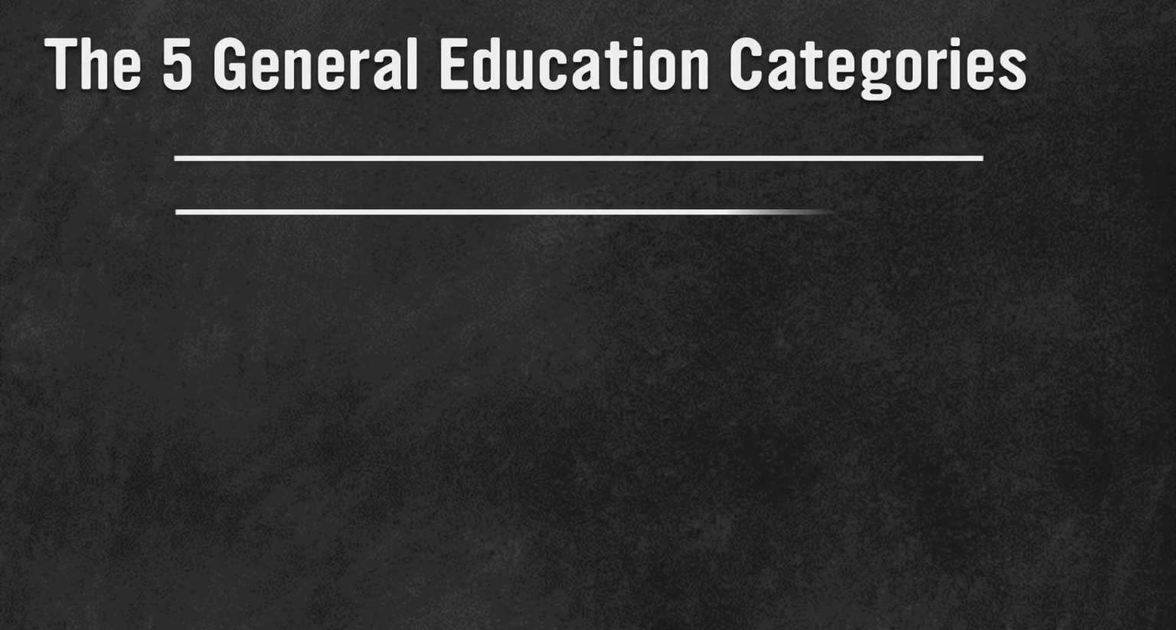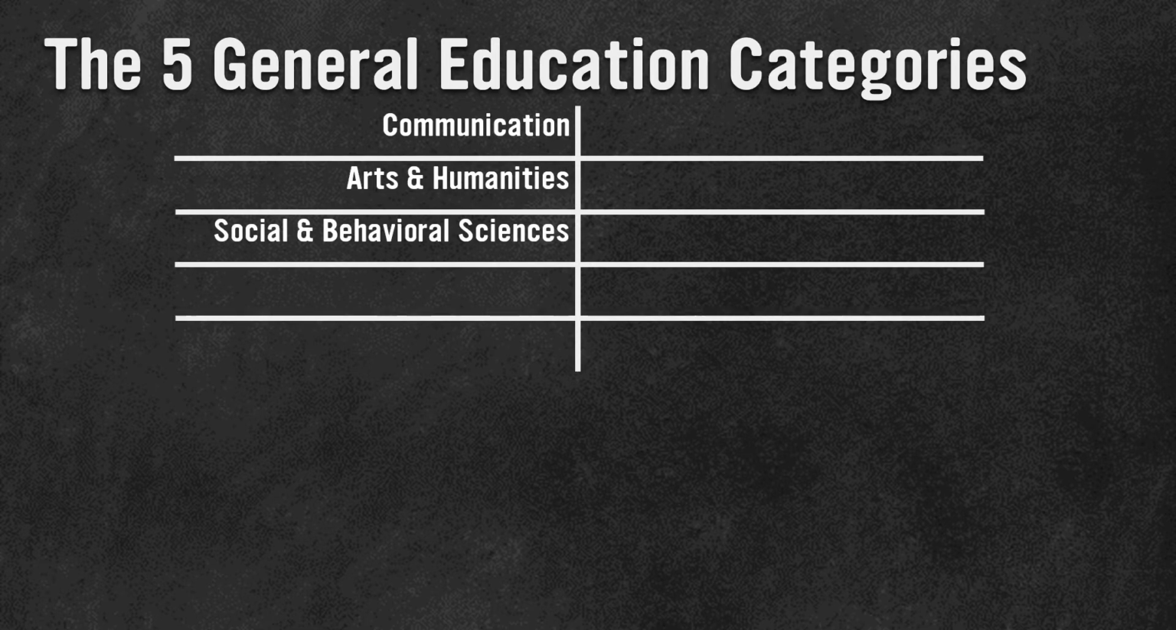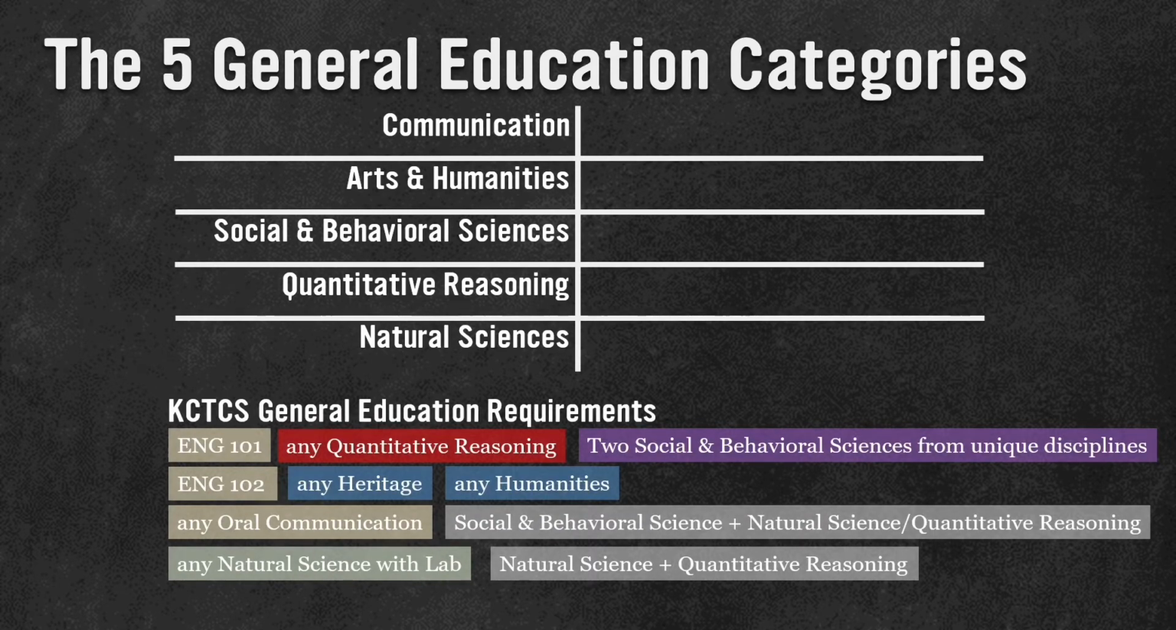Each of these institutions has divided most of their general education requirements into the same 5 categories. These categories are communication, arts and humanities, social and behavioral sciences, quantitative reasoning, and natural sciences. Let's use KCTCS as an example. This institution has chosen to assign their general education requirements to these categories.